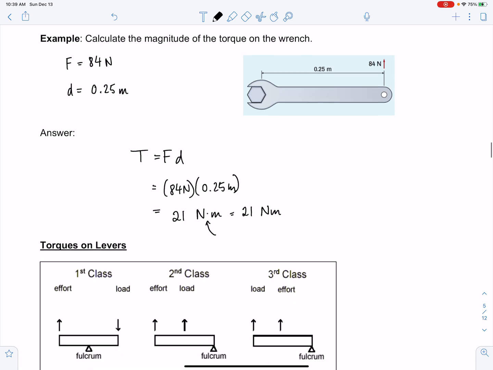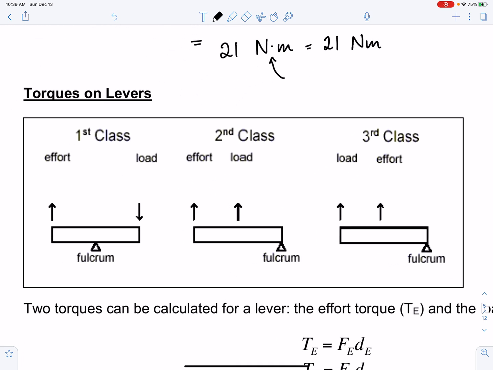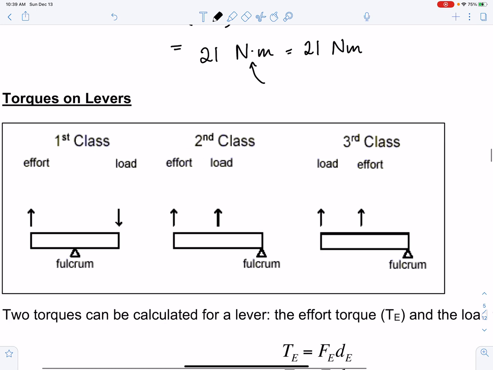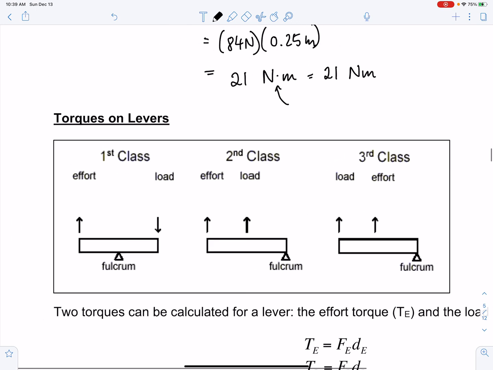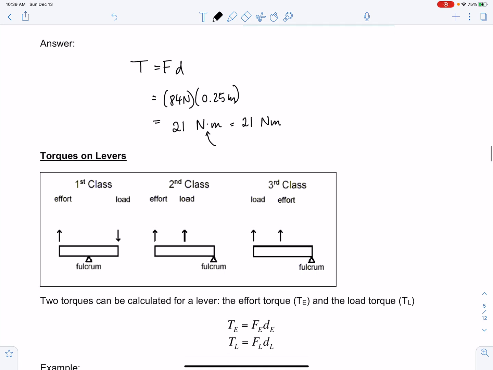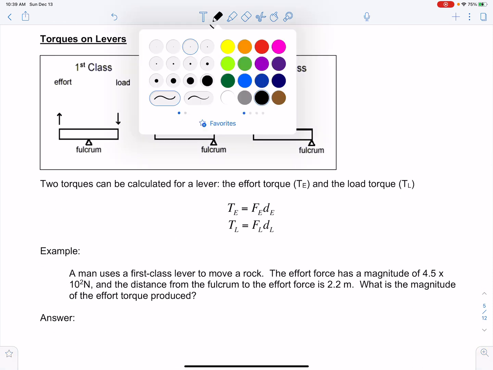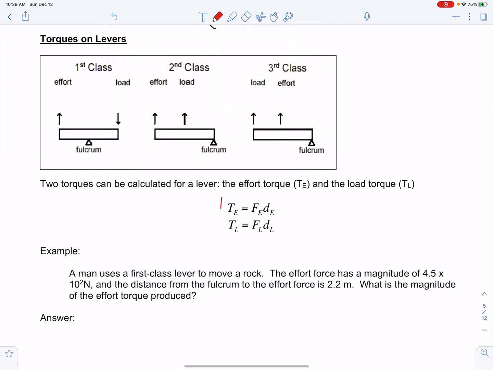Okay, so here's a summary of the different classes of levers. The first class, the second class, and the third class. Good for you to review. Next, we have a pair of equations, and these are really helpful. And we use these whenever we're doing calculations with levers.